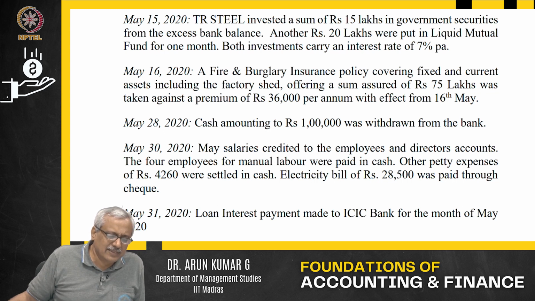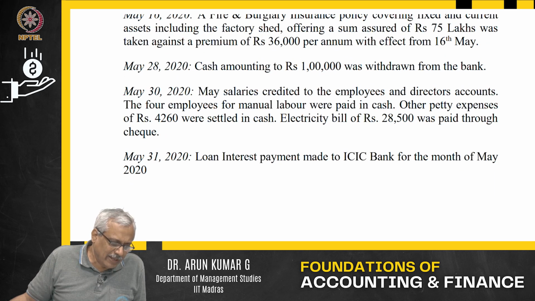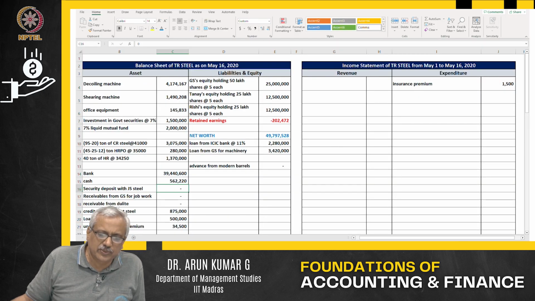May 28th. May salary is credited to employees and directors' accounts. The four employees of manual labor were paid in cash. Other petty expenses were settled in cash. Electricity bill was paid through check. And loan payment of ICICI Bank for the month of May was also paid. And with that, we basically close this. I go back and let us record all those transactions out there.